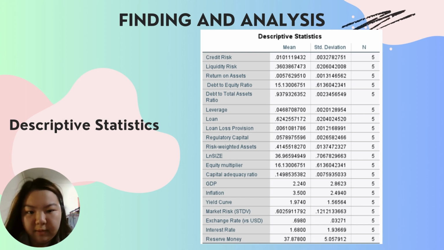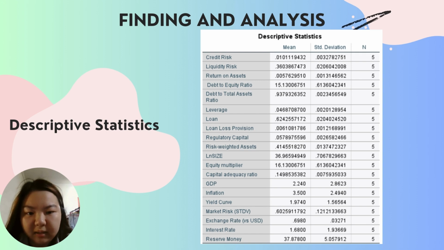For the mean and standard deviation of other internal factors, LLP is 0.0061 and 0.0012. Regulated capital is 0.0578 and 0.0026. On the other hand, loan ratio has a mean value of 0.6245 and standard deviation of 0.0204. The risk weighted asset has a mean value of 0.4145 and standard deviation of 0.0137. Capital adequacy ratio has a mean value of 0.1498 and standard deviation of 0.0075. The mean of firm size is 36.9659 and the standard deviation is 0.7067.